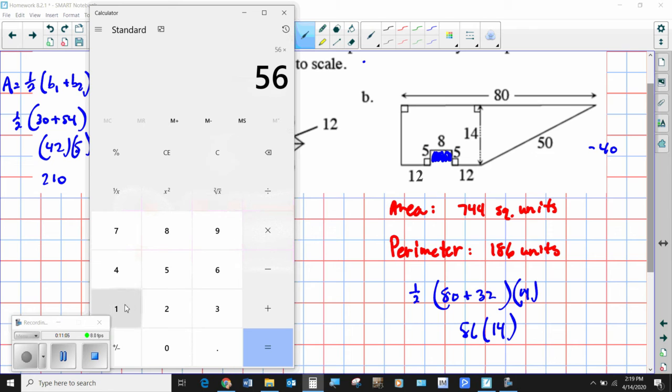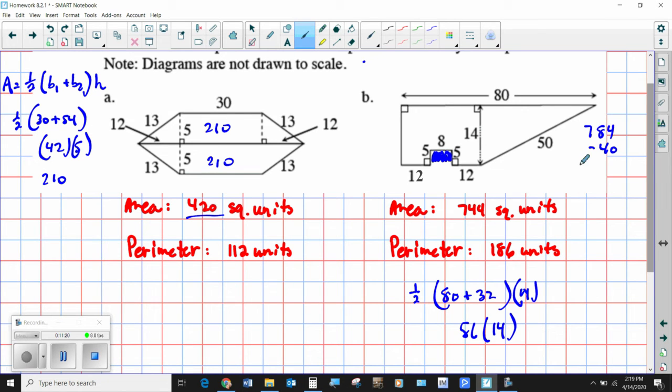56 times 14 is 784. So remember, that's for everything here, including this little section that shouldn't be there. That's the 40 square units. So we're going to take 784 and take this section away, which leaves you with 744 square units, which is our answer.